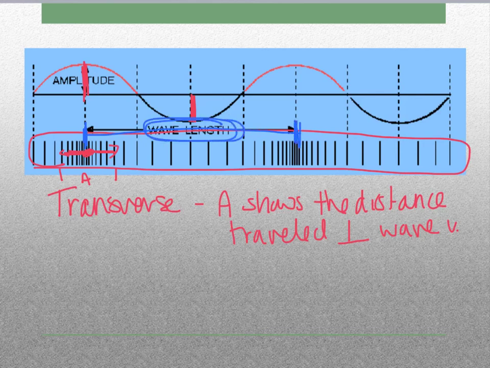So you've got two differences that we're measuring parallel. One is the amplitude, how far one particle travels, and the other is the wavelength, which is just the distance between the compression and the compression.